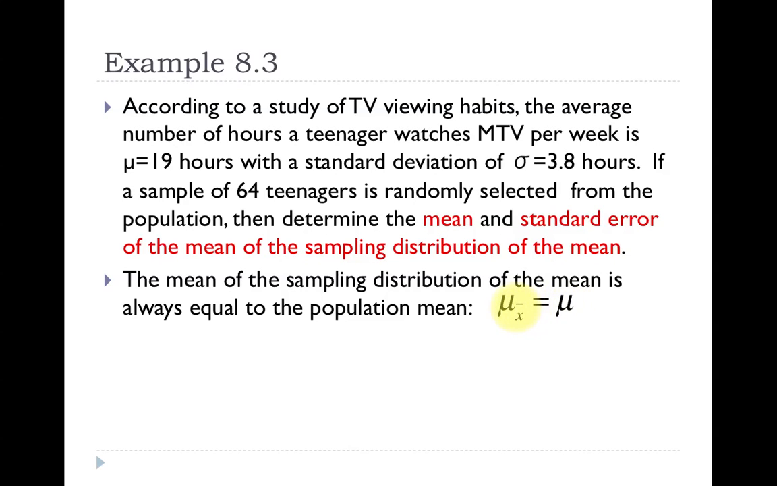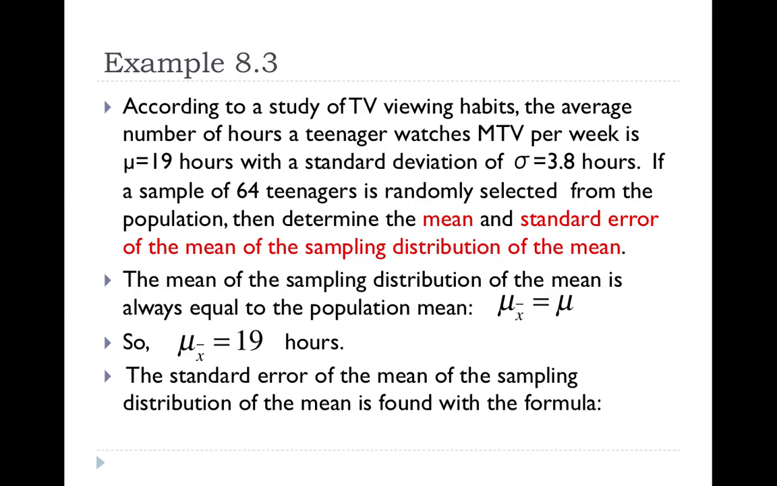So you'll never really have to do any work when asked to find the mean of the sampling distribution of the mean, when you're provided with mu, because it's the same value. So mu sub x bar, the mean of the sampling distribution of the means, is equal to 19 hours. Okay, the work comes when you have to find the standard error.